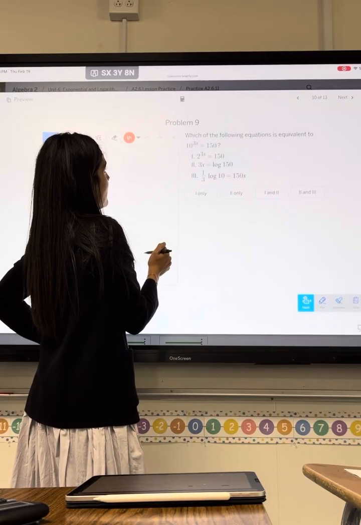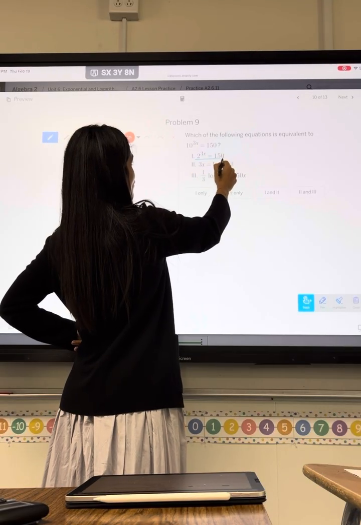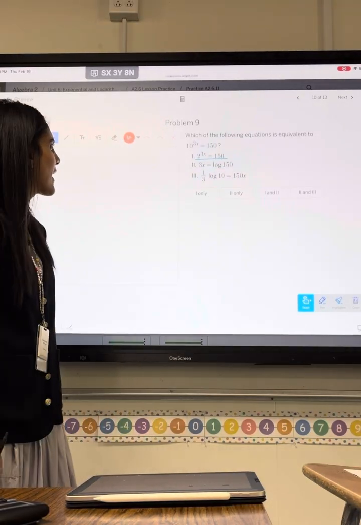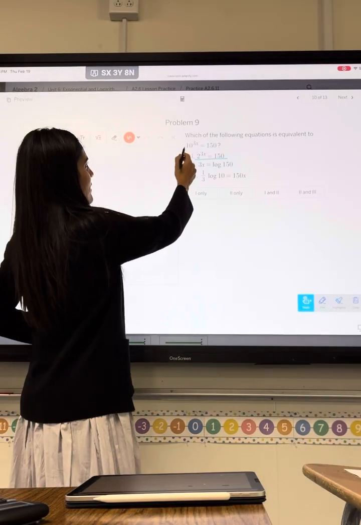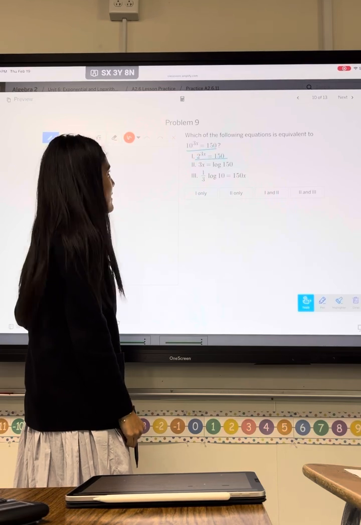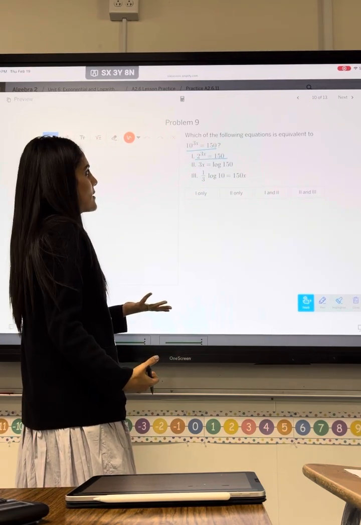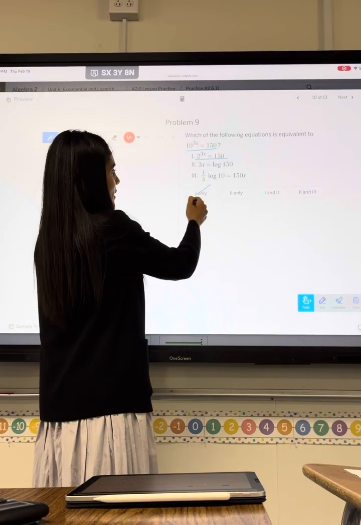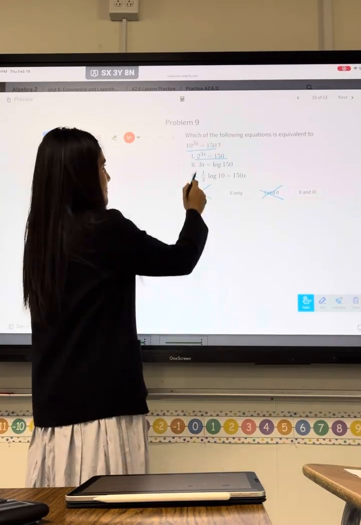Could it possibly be the same as 2 to the 3x equals 150? I honestly don't even know what they were thinking with that one. How could 10 to the 3x equals 150 be the same as 2 to the 3x equals 150? It can't be the same. So I'm anti any of those choices that have 1 in it.